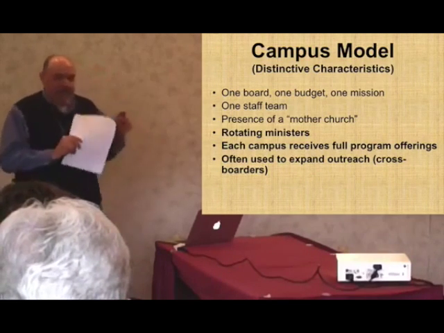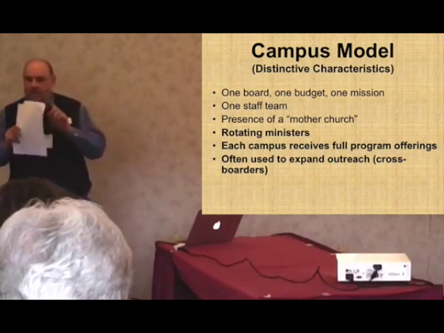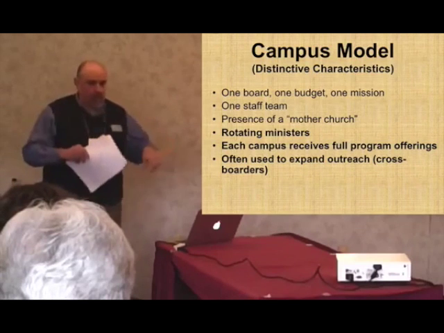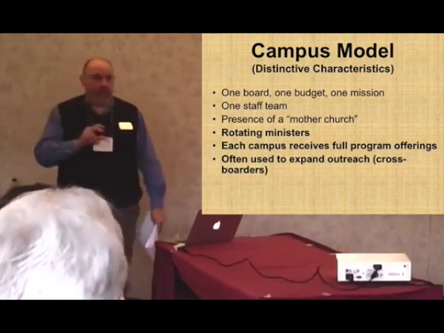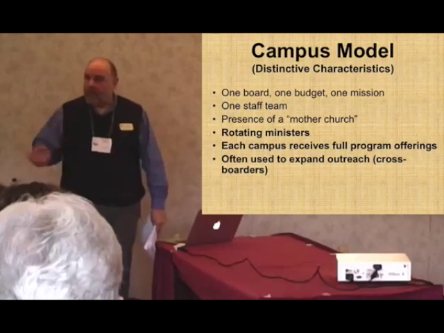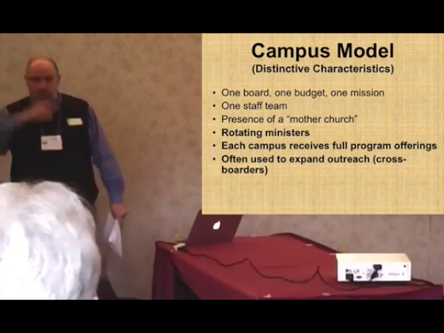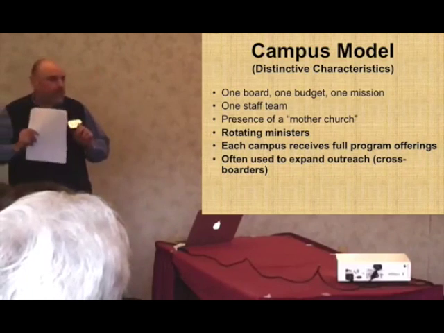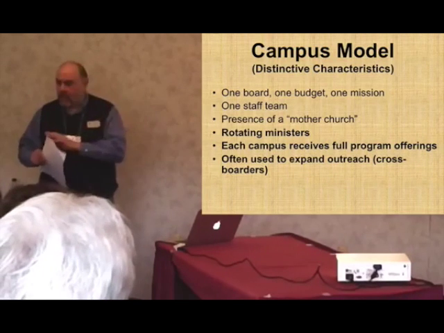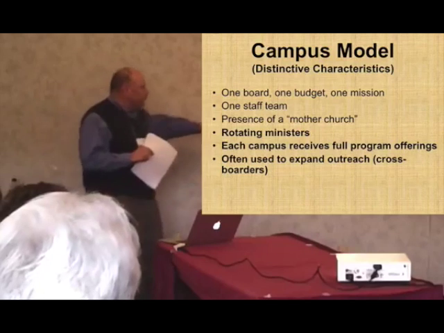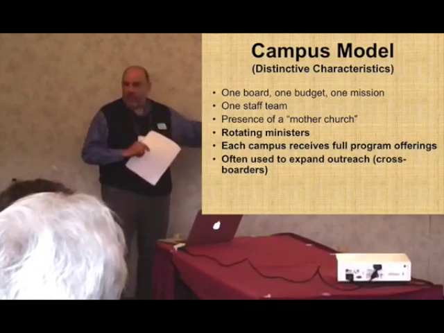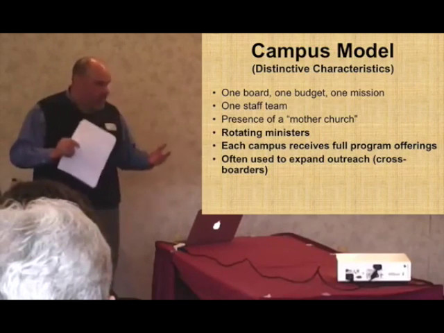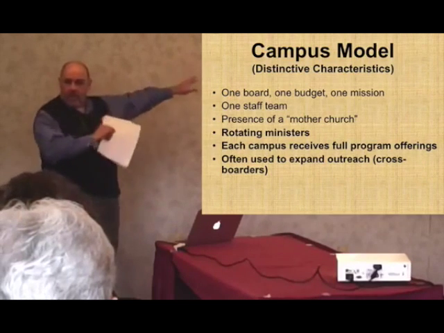The campus model is distinct because there are ministers that go out to the other campuses. So a congregation may have lay-led services maybe twice a month, and then they'll have a minister that will come in twice a month. That will rotate around the various campuses. They are full-service churches. Again, unlike the branch model where there's more limited services, in the campus model, each campus gets full programming. So they do their own RE, they have a lot of social justice work, they do small group ministry, but they're under the auspices of the mother church.